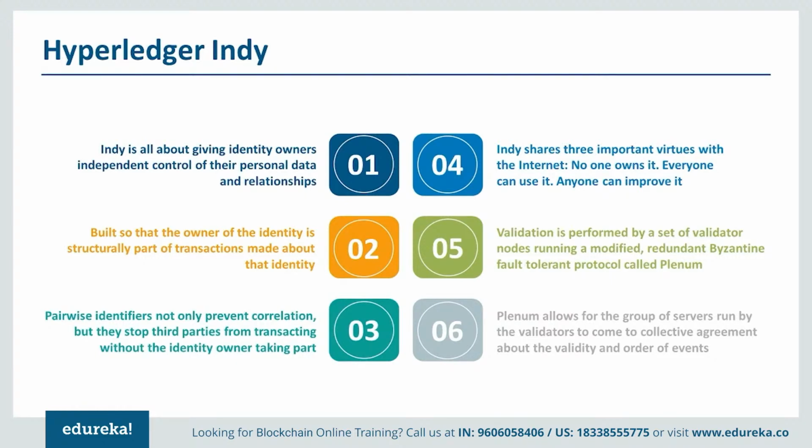Validation is performed by the set of validator nodes running a modified redundant Byzantine fault tolerant protocol called Plenum. So this is the consensus algorithm which is used in Hyperledger Indy. It is called Plenum, a variant of the Byzantine fault tolerant protocol. Plenum allows the group of servers run by the validators to come to a collective agreement about the validity and order of events. So in each and every implementation, you will find some unique consensus algorithm, and that's the key distinguishing factor of any blockchain. It will have a different way of achieving consensus.